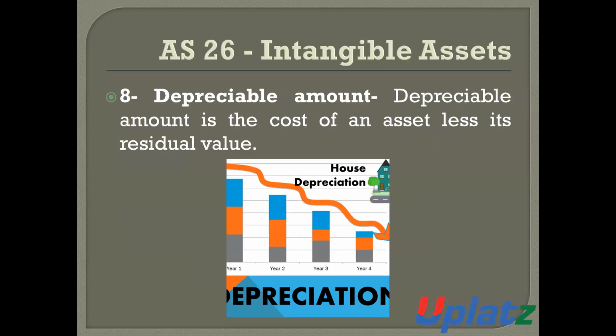What is the meaning of depreciable amount? Depreciable amount is the cost of an asset less its residual value. That is, cost of asset minus residual value is equal to the depreciable amount.